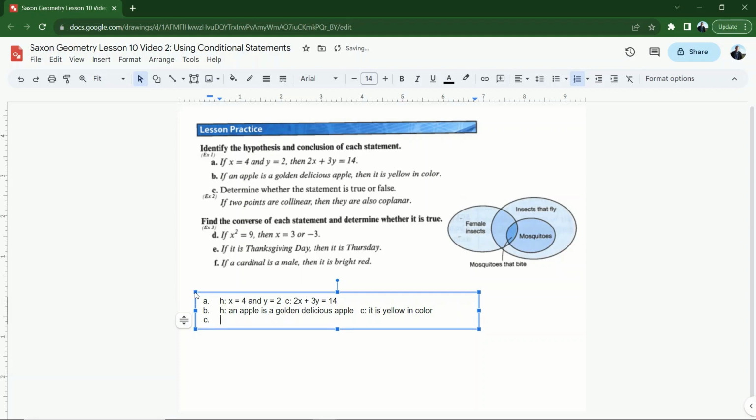All right, letter C, determine whether this statement is true or false. Okay, so here I have to determine whether it's true or false. If 2 points are collinear, then they are also coplanar. Well, okay, my brain's saying every 2 points are collinear. Any 2 points are collinear. Are they also coplanar? Well, any 3 points are coplanar. So that means that any 2 points are also coplanar.